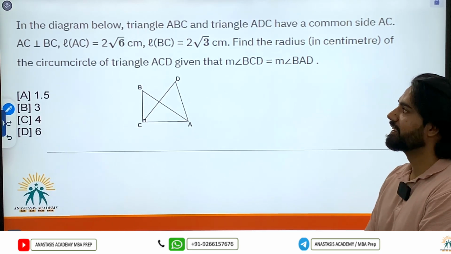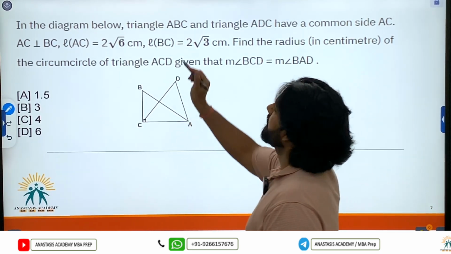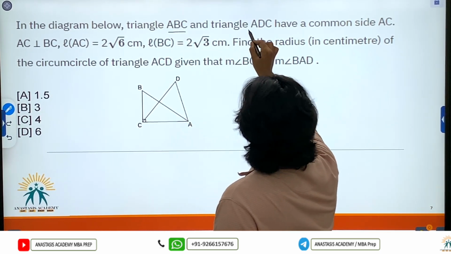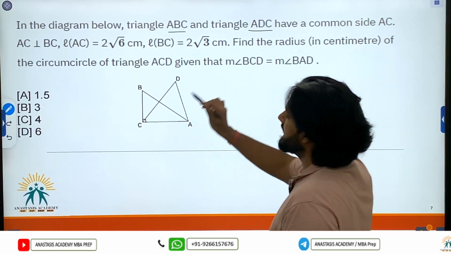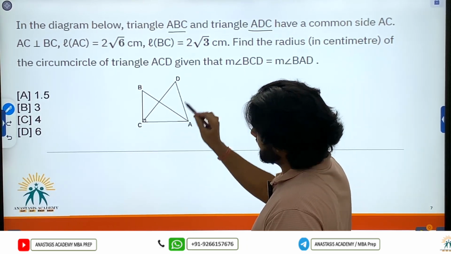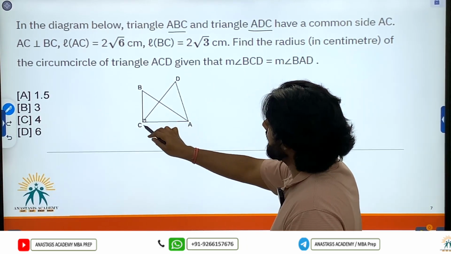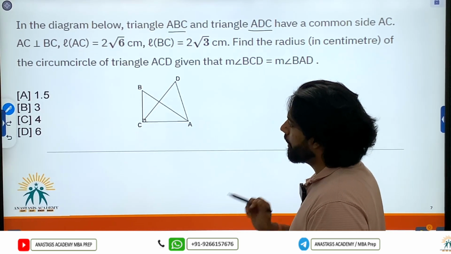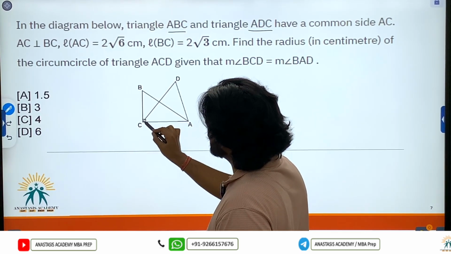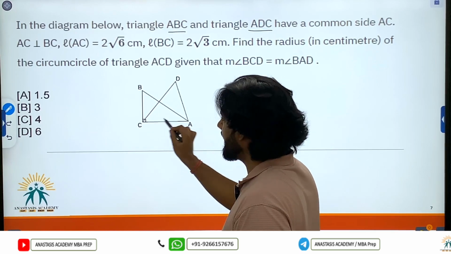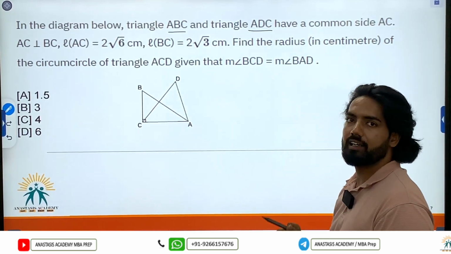In the diagram below, triangle ABC and triangle ADC have a common side AC. Also, it is given that AC is perpendicular to BC, so ABC is a right angle triangle.